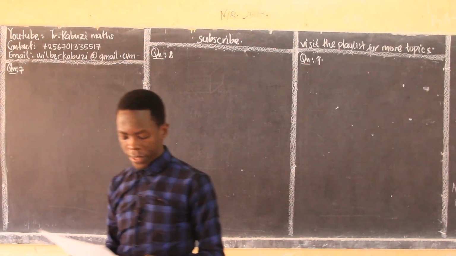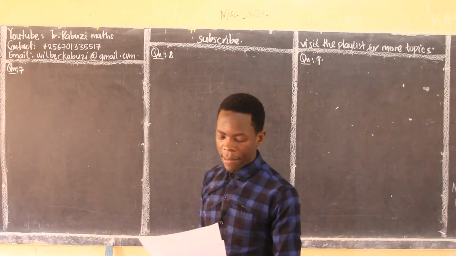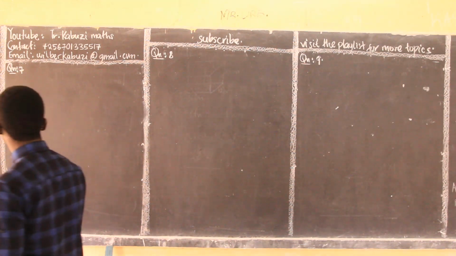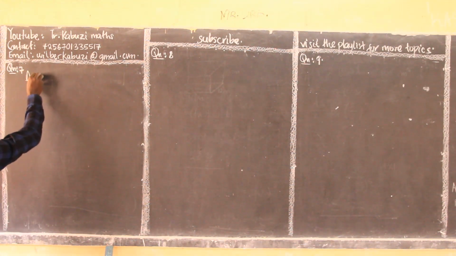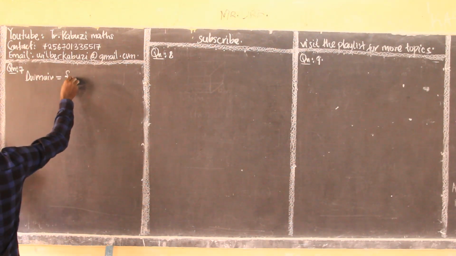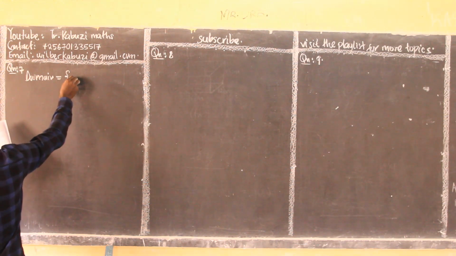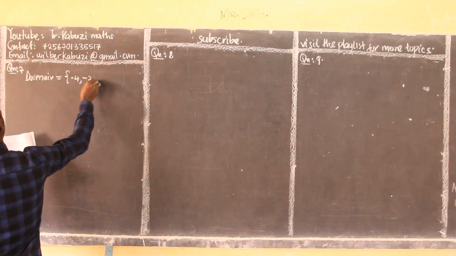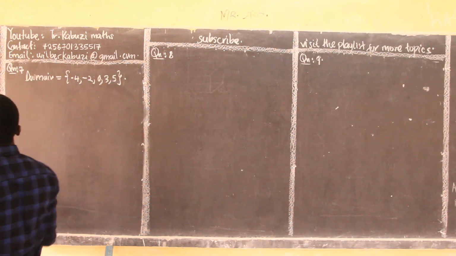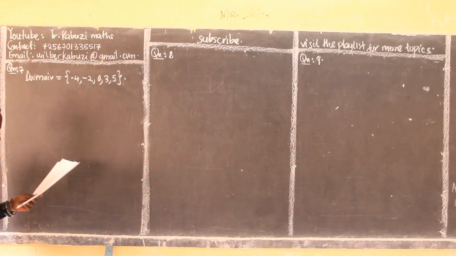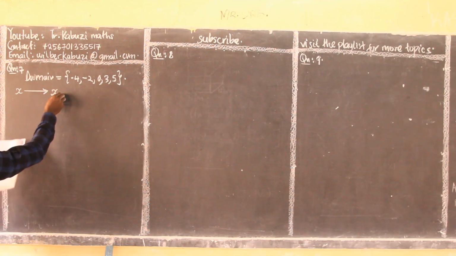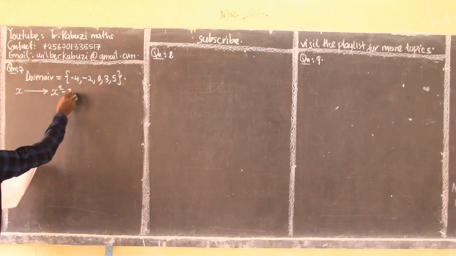Our next question was coming from functions. They said, determine the range corresponding to a domain. They gave you the domain. So our domain we have here is the domain they gave us: -4, 0, 3, and 5. They want us to get the corresponding range using a mapping of x to x squared minus 3x.